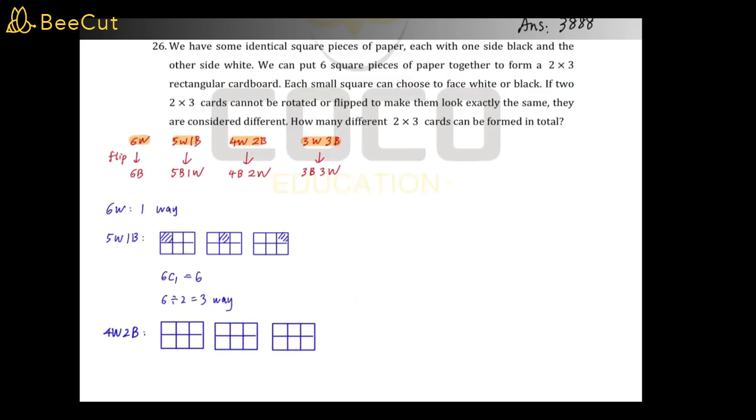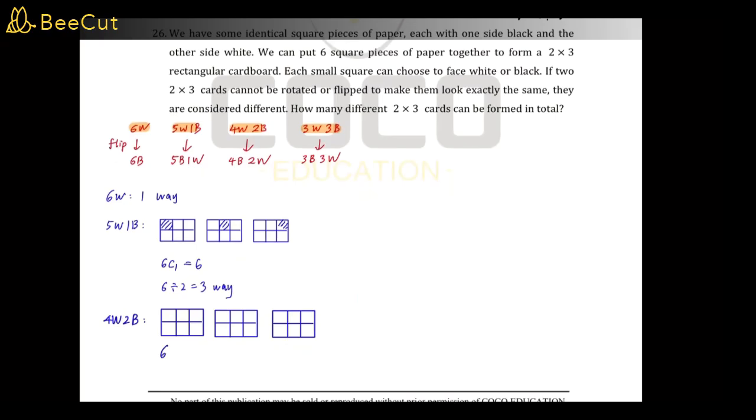Okay, first you consider the total. Out of the 6 positions, you make 2 of them black. The 6C2, now 15 ways in total. But out of the 15 ways, some of them are special, because for some of them, after rotation it is still the same. First one is like this. After rotation it is still the same pattern. Second one is you put 2 in the middle. After rotation it is the same pattern. Third one is like this. So these 3 ways are special.